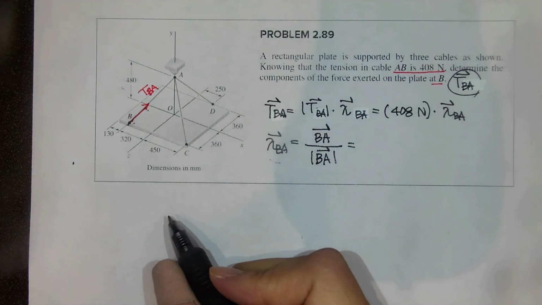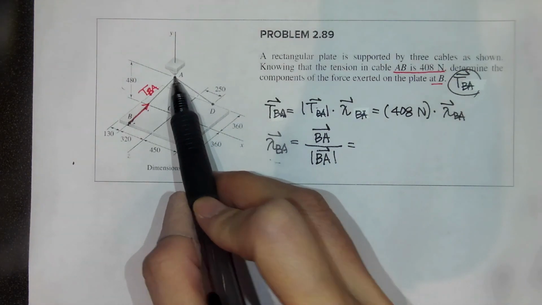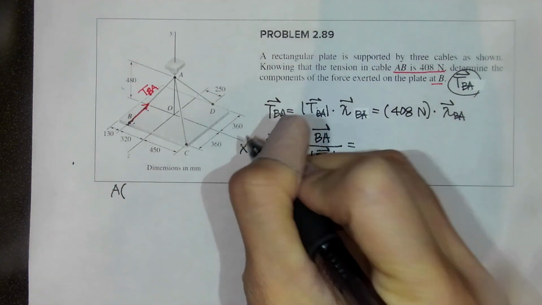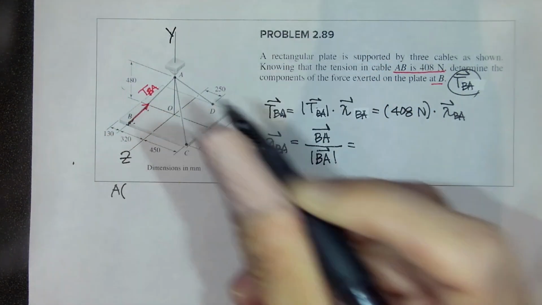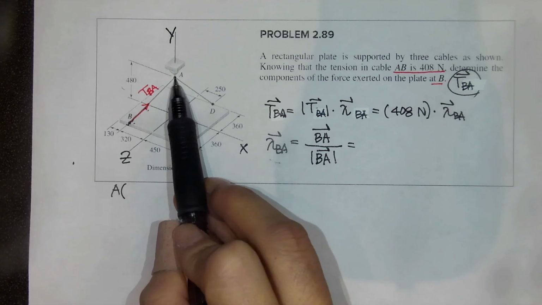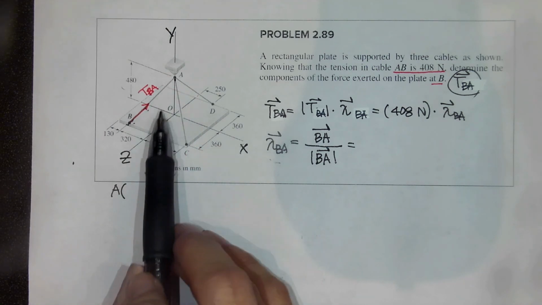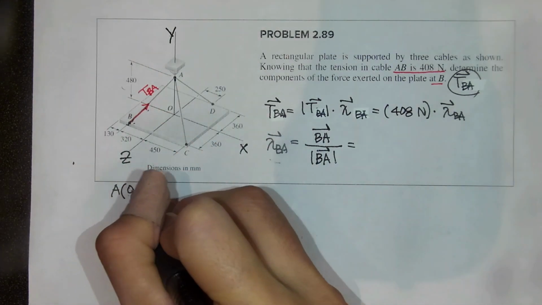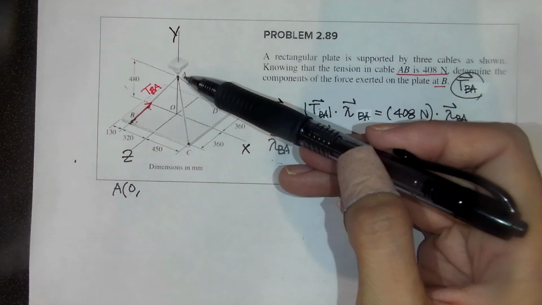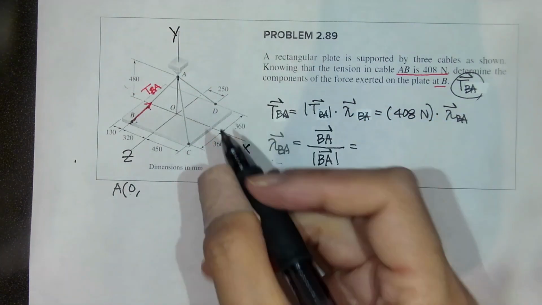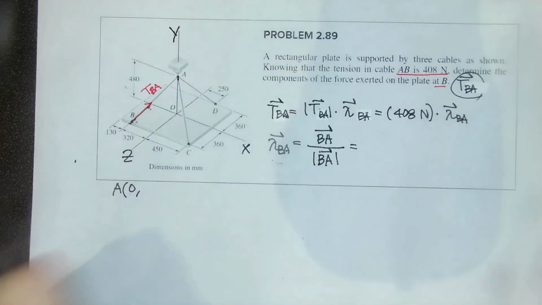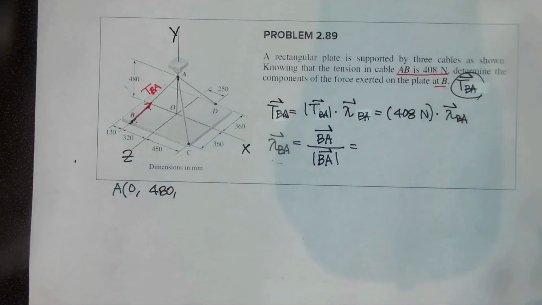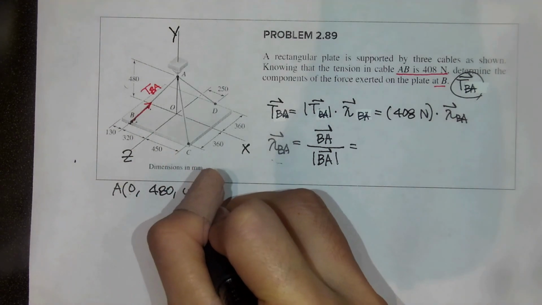And then next, what should we do? We need to find the coordinate of A and B, right? So let's find it together. So A is here. So what is x component of A? This is origin A. 0. Y component? 480. This is up, right? And then Z component? 0.